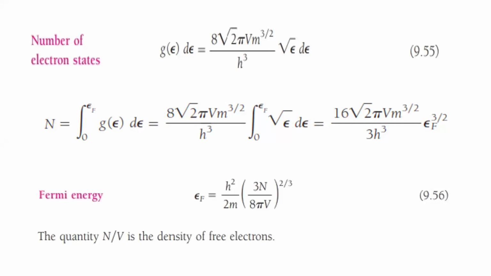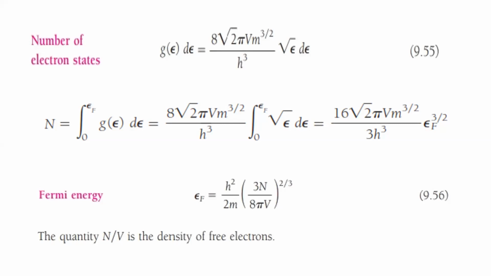So integrate it. You can do this wonderful integration, which is so difficult to perform. Square root of E dE, extremely difficult and complicated mathematics, leads us to 16 root 2 pi V m to the power 3/2 over 3h cubed. And you get the answer EF to the power 3/2. Let us vanish all that in between and look at N. N is equal to EF to the power 3/2 multiplied by this constant.